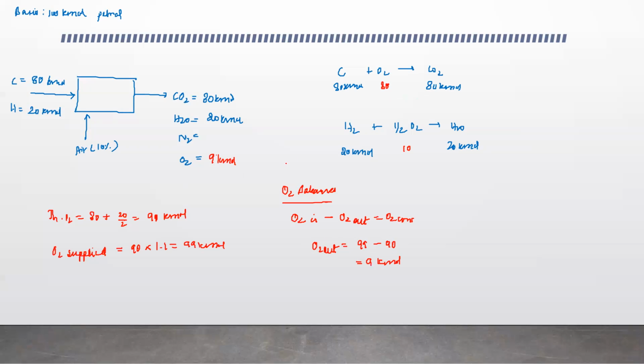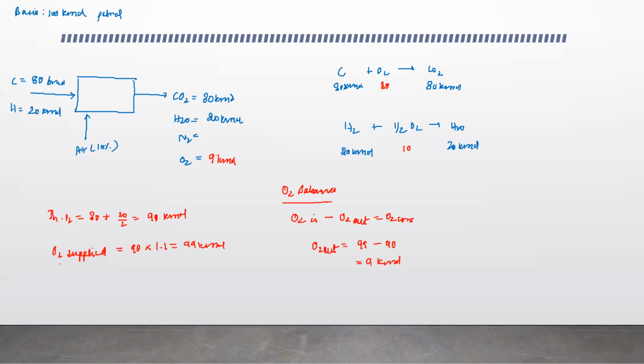Although now, since we have done so many problems, we have been acquainted with this method. So instead of writing these equations, you can directly get this as 9 kilomole. That's not an issue. You just need to subtract the used oxygen from the supplied oxygen to get the oxygen that is going to be here.